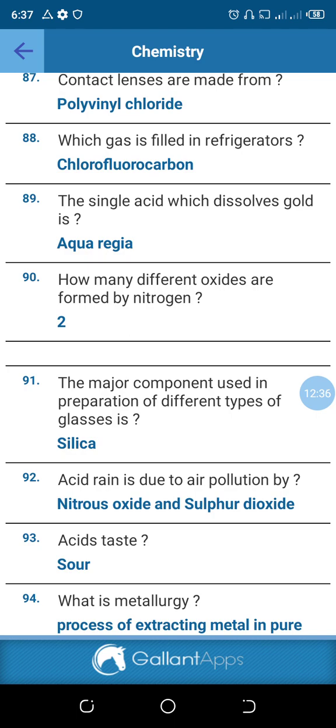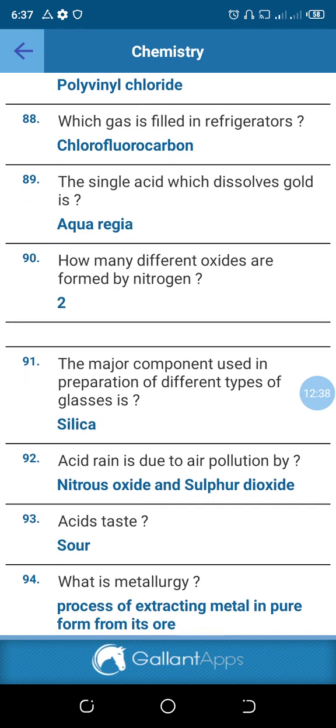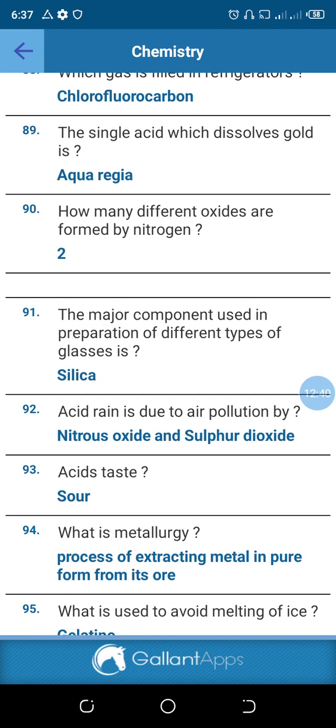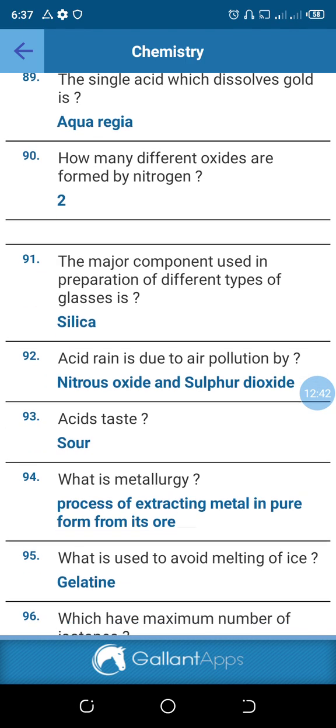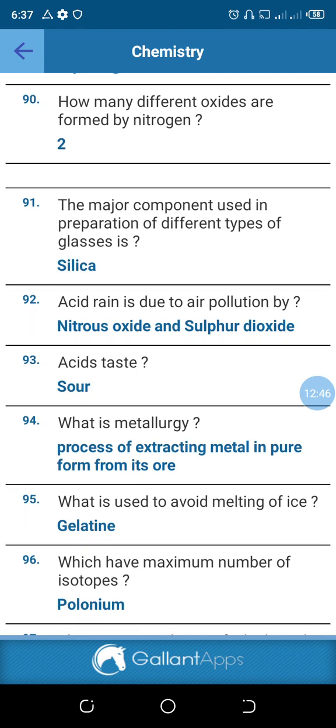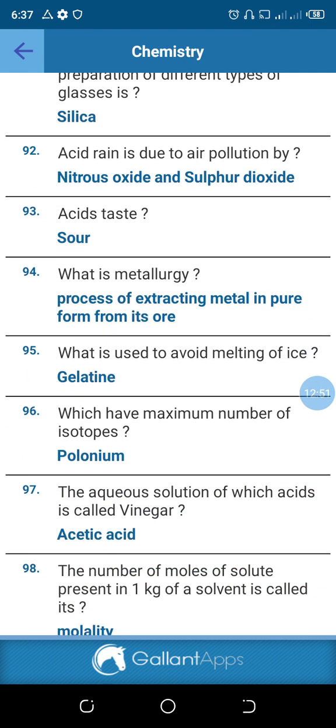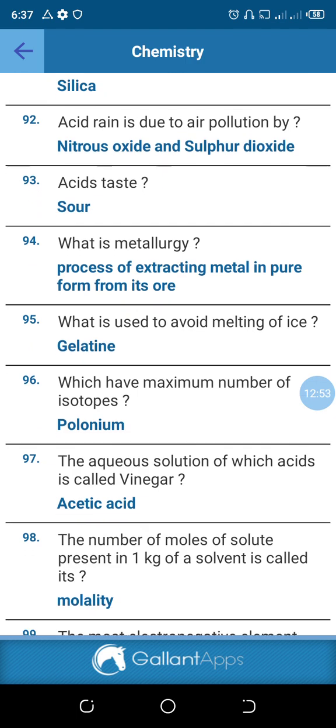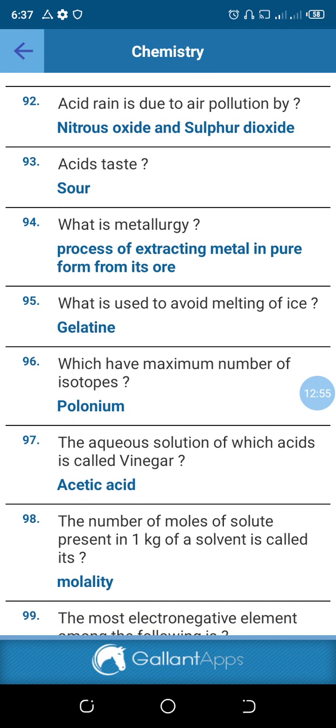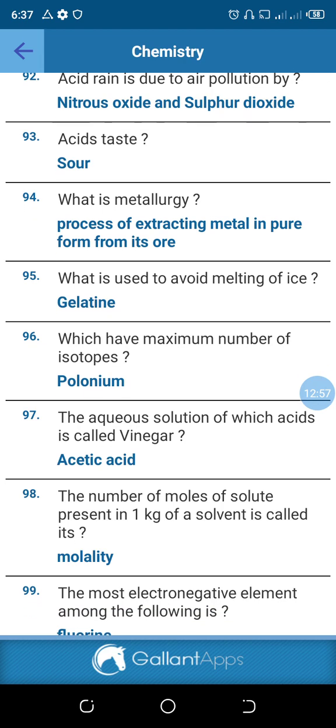Which gas is filled in refrigerators? Chlorofluorocarbon. And the single acid which dissolves gold is aqua regia. How many different oxides are formed by nitrogen? 2. The major component used in preparation of different types of glasses is silica. Acid rain is due to air pollution by nitrous oxide and sulfur dioxide.